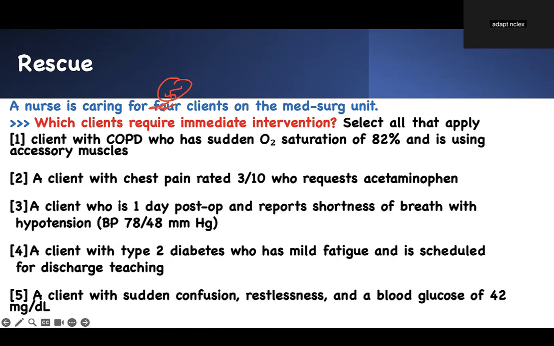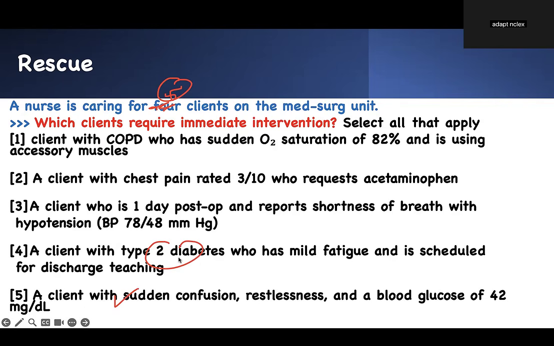A client with type 2 diabetes who has mild fatigue and wants to be discharged. Do you need to rescue this patient? Sudden confusion, restlessness, and his blood glucose is 42. You can see which patients are in trouble, which patient's condition has changed, which patient you have to be sharp with. And when you are being sharp, you're trying to rescue the patient or reduce risk. Therefore, 5 is a bad problem. We've got to pick 5. Otherwise, we are in trouble.